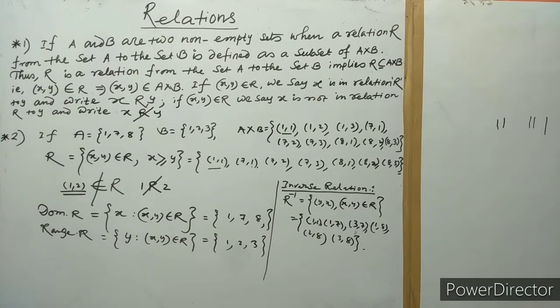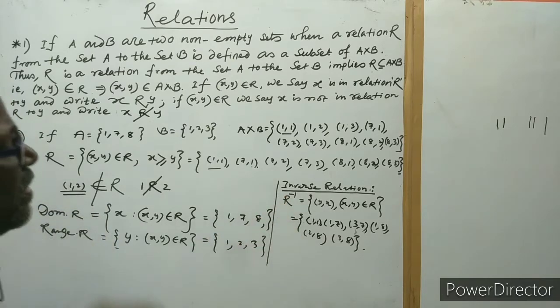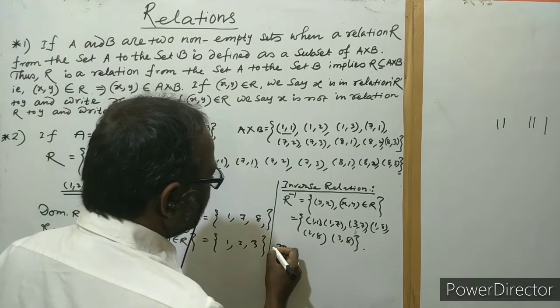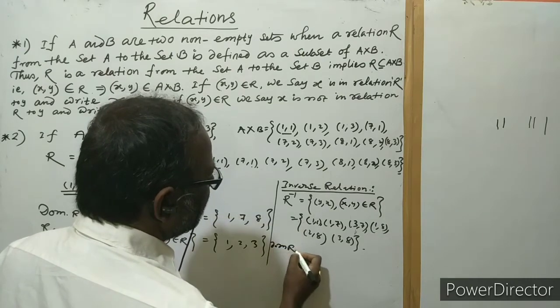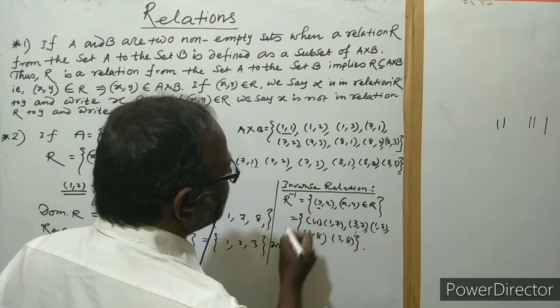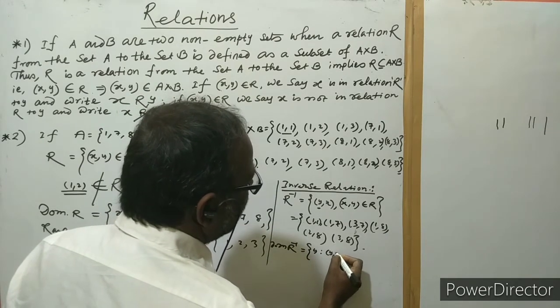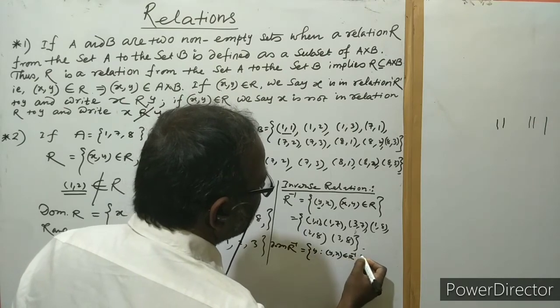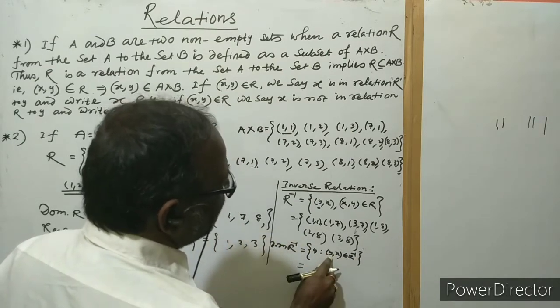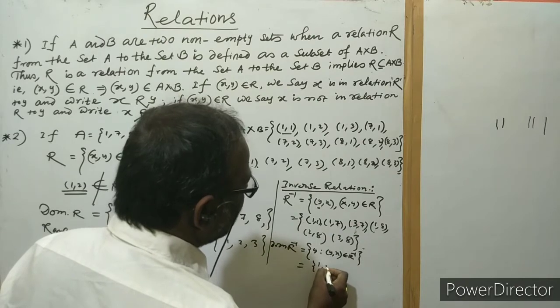And if there is a question, find the domain of R inverse, the range and domain are interchanged for the inverse relation. So we can write dom of R inverse is equal to the first values, which in that notation is y. So dom of R where y comma x belongs to R inverse. The first values are 1, 1, 3, 2. Actually, we can write 1, 2, 3.